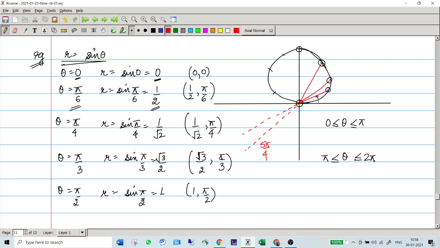So that's how. Ma'am, could you plot it so that I could understand better? Sure, sure. Ma'am, could you explain it again? Yeah, this first half is clear, right? The 0 to pi part.